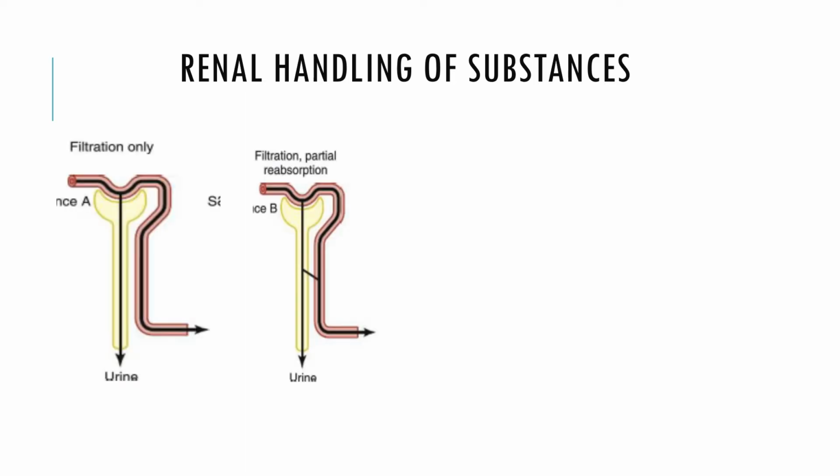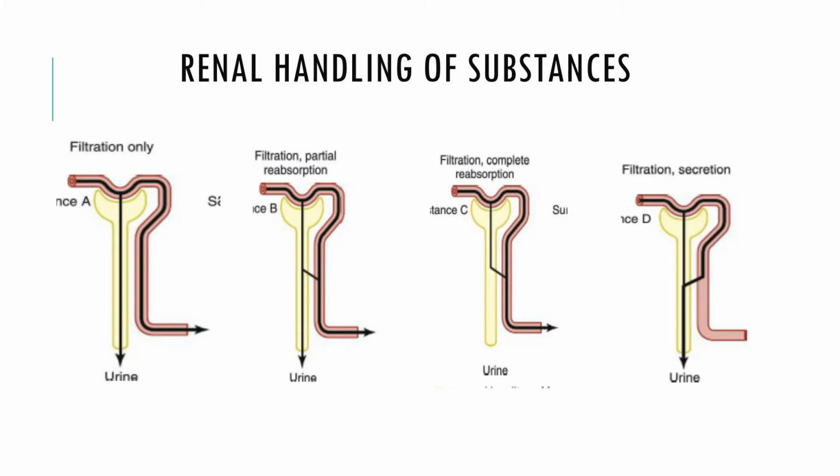Now, renal handling of substances. If we look into it, we'll see that there may be 4 types of handling of substances by kidney. First, this one is freely filtered, but it is not reabsorbed and not secreted. So we can say that the excretion rate is equal to the filtration rate.